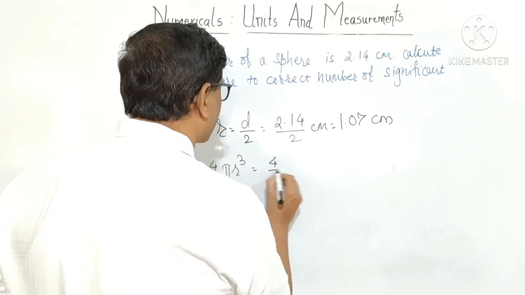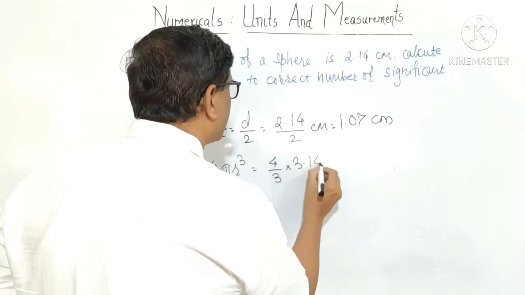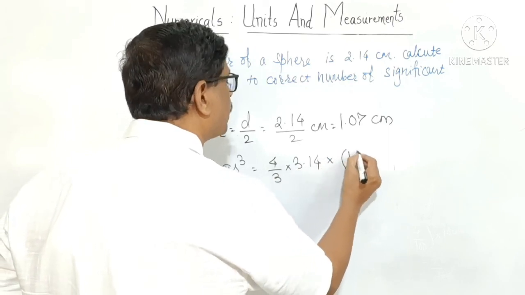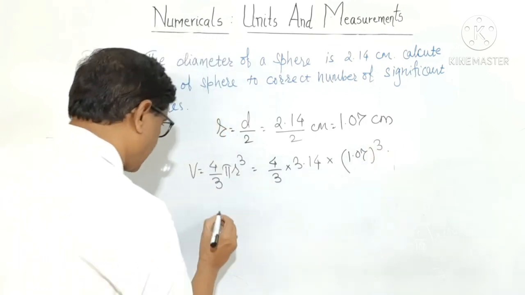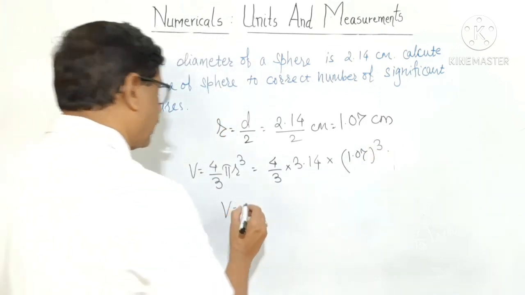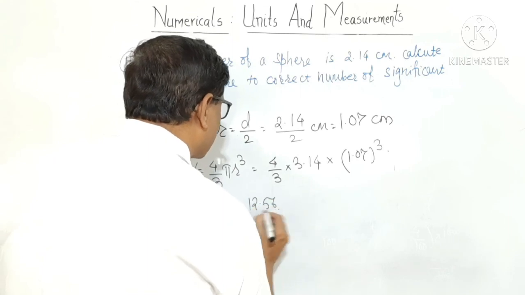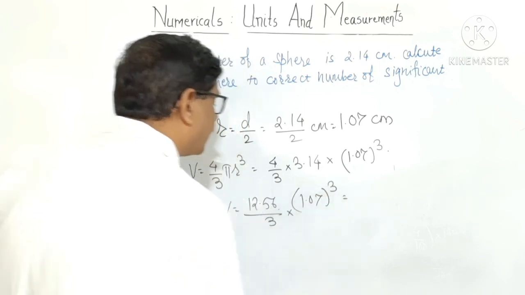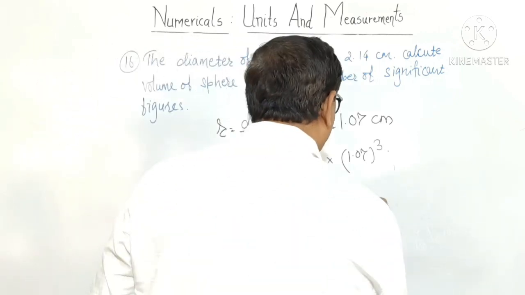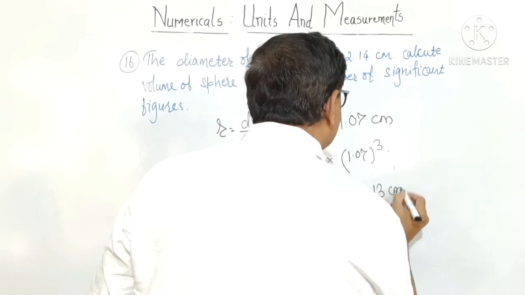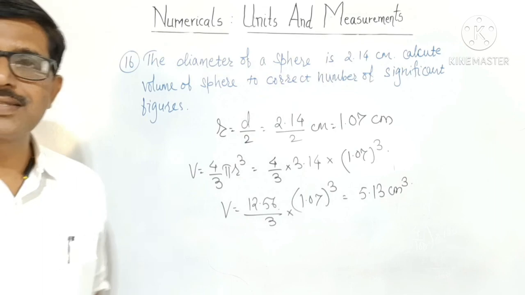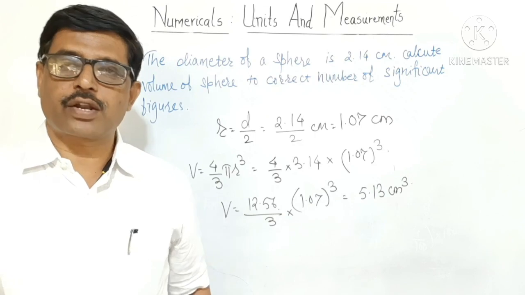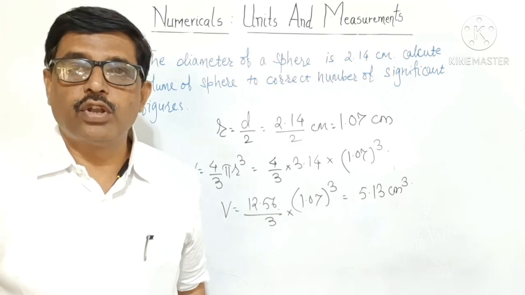It should be equal to 4 divided by 3 into 3.14 into the radius 1.07 cube, and it should be equal to, I will write this as, 12.56 divided by 3 into 1.07 cube, and the total comes out to be equal to 5.13 centimeter cube. This is a very simple numerical, in which we are able to find out the volume of the given sphere.